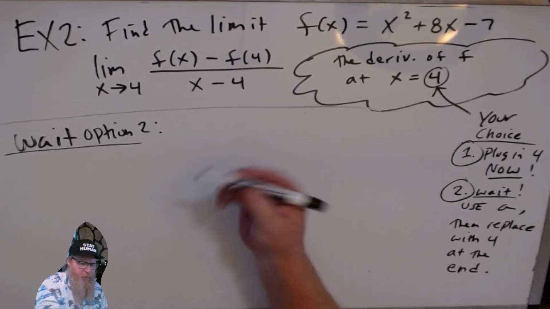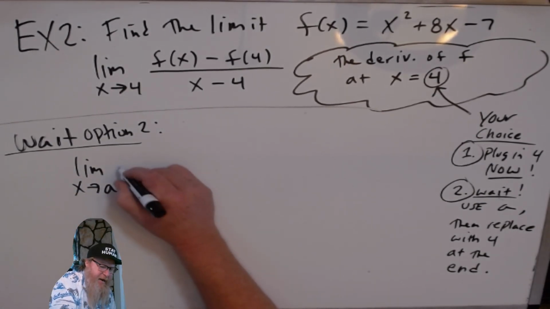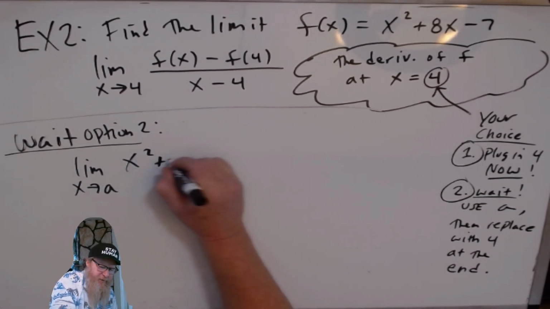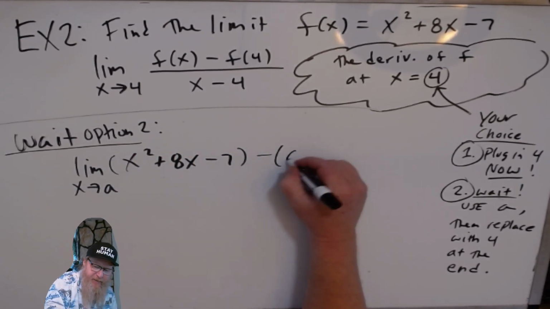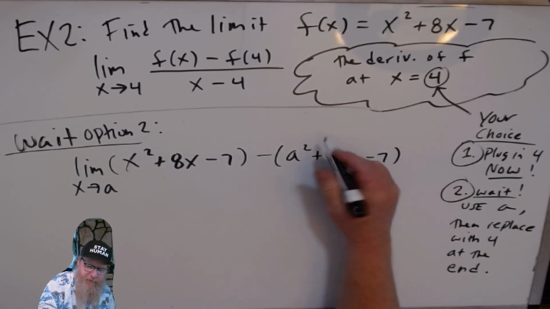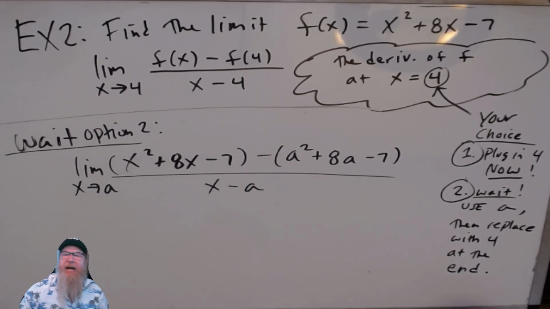Option 2. So what you would do is you'd say the limit as x goes to a of x squared plus 8x minus 7 minus a squared plus 8a minus 7 over x minus a.